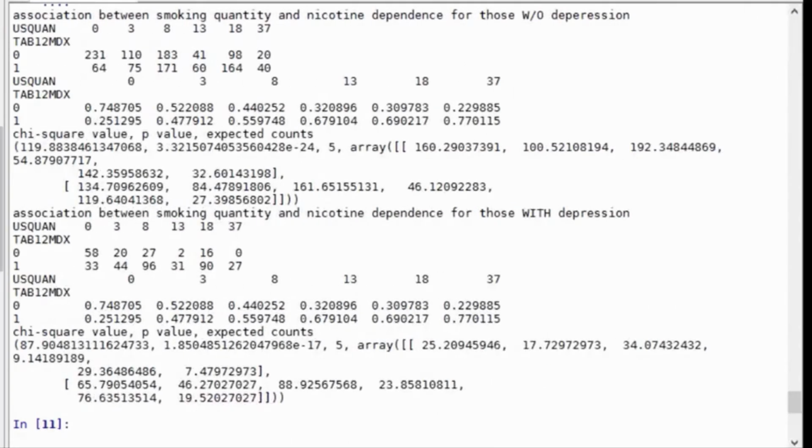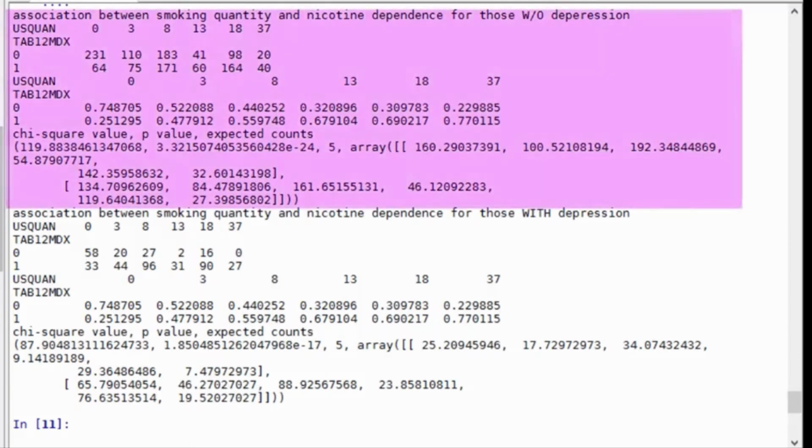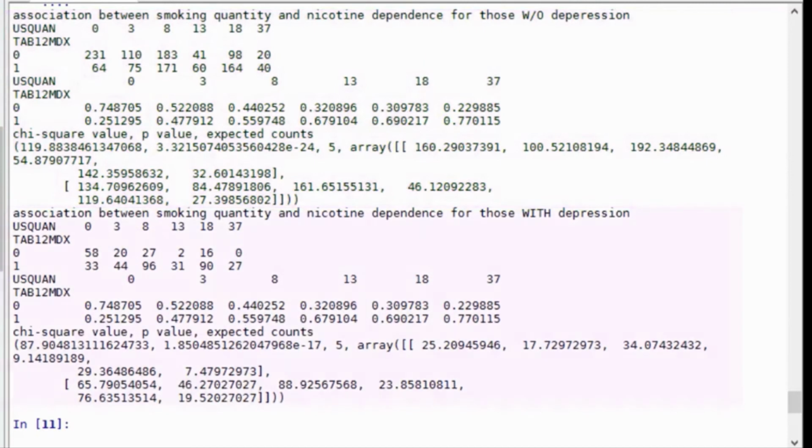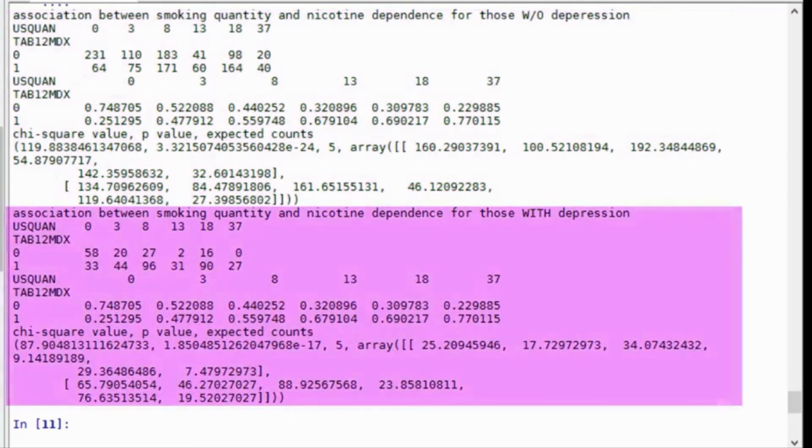You can see the crosstabs or cross-tabulation table looking at usual quantity by tobacco dependence in the past 12 months. First, for major depression equal to 0, which is those without major depression, the chi-square value is large and the p-value is quite small. So we can say that this is a statistically significant relationship for those without major depression. For those with major depression, again we find a large chi-square value and a small p-value, which is statistically significant.